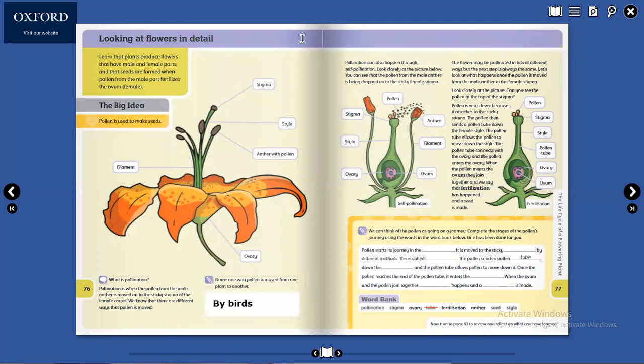Pollination can also happen through self-pollination. Look closely at the picture below. You can see that the pollen from the male anther is being dropped on the sticky female stigma.